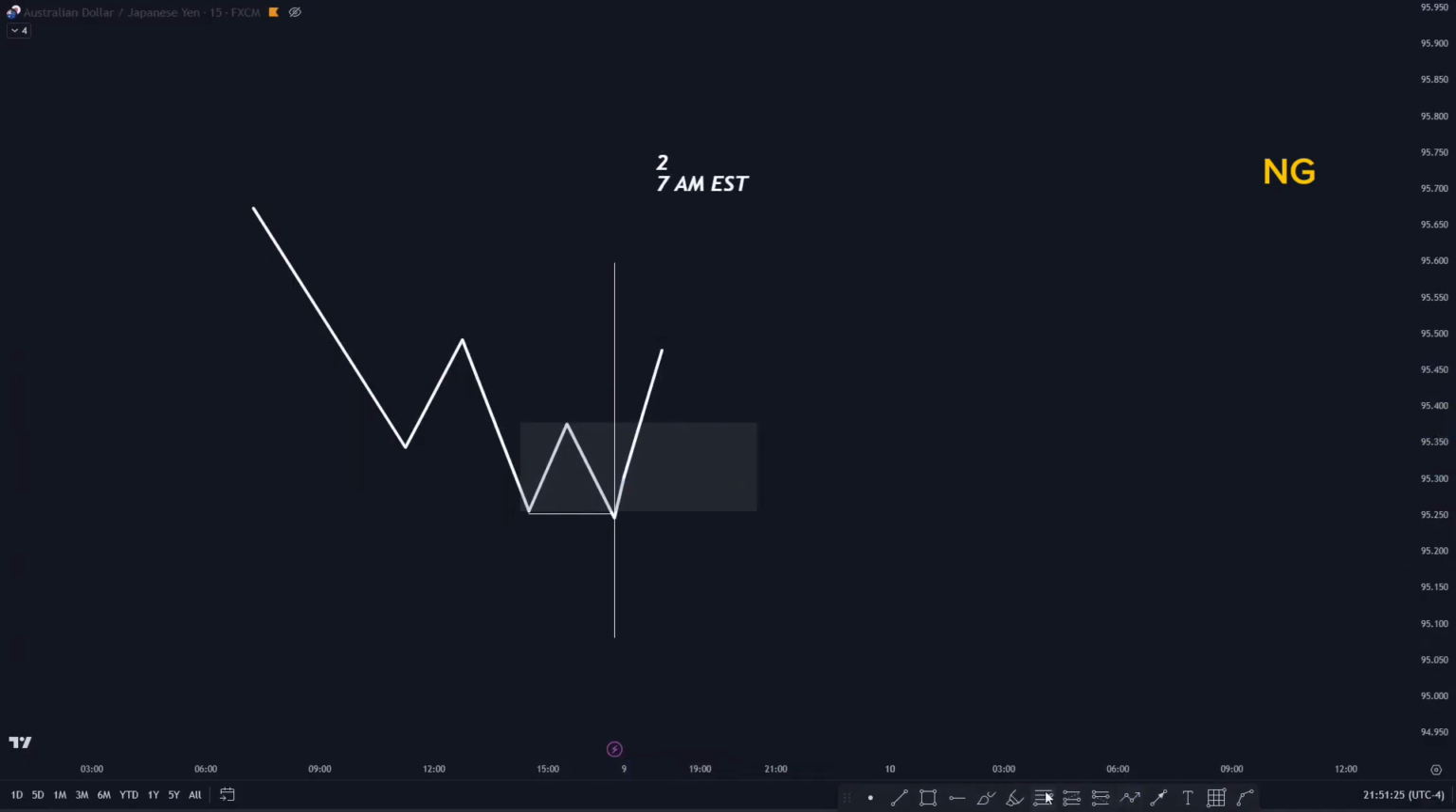And after that, we're going to get our fib from the bottom to the top. And we're basically going to wait for the 62. So this is my OTE, 62 to 79.